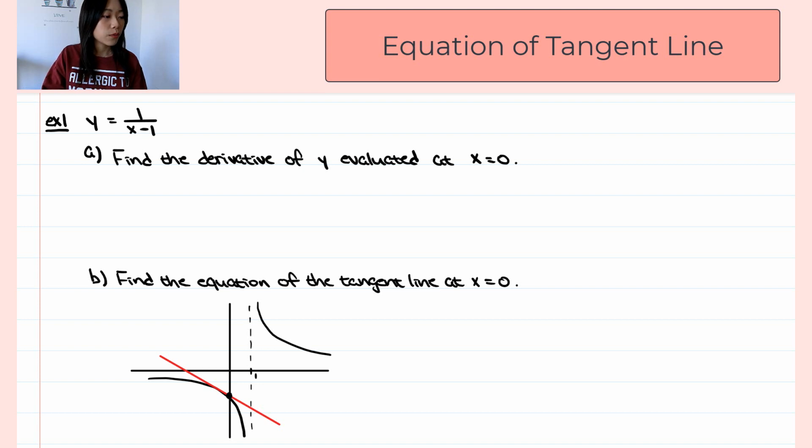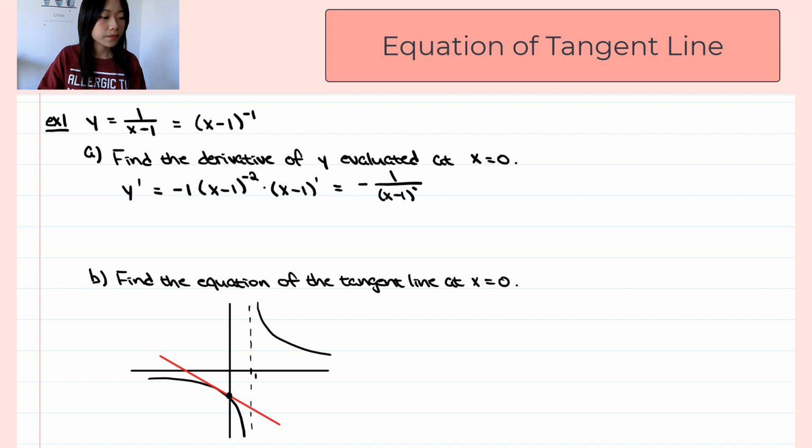Let's rewrite the function. 1 over x minus 1 is the same thing as x minus 1 to the power of negative 1. So y prime, derivative of y, we can use the chain rule version of the power rule. So y prime is negative 1 times x minus 1 to the power of negative 1 minus 1, that is negative 2, then times derivative of the inner function, that is derivative of x minus 1. Derivative of x minus 1 equals to 1, so let's rewrite y prime. It equals to negative 1 over x minus 1 squared.